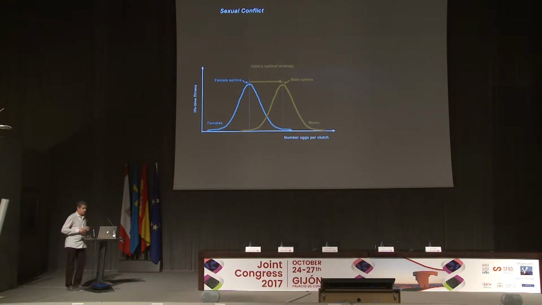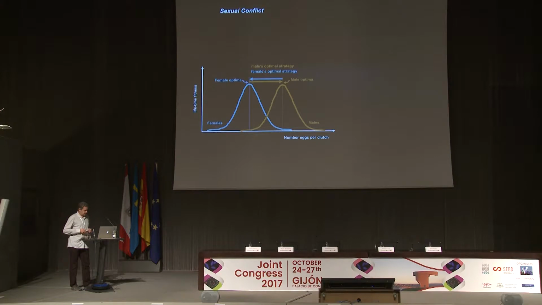What happens if we have two different optima? Well, two different optima means there is scope for the evolution of strategies of one sex to move the optimum of the other sex, or to move the reproductive investment towards its own optimum. The male strategy is to try to make sure that the females produce bigger clutch sizes, while for the females, of course, the optimal strategy is to be at the optimum.